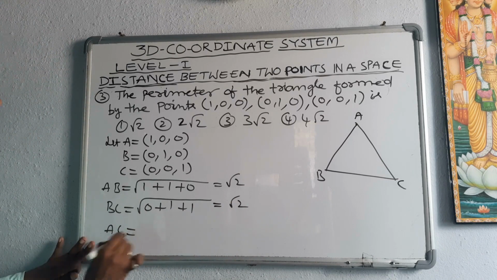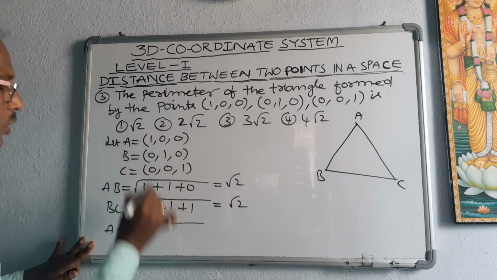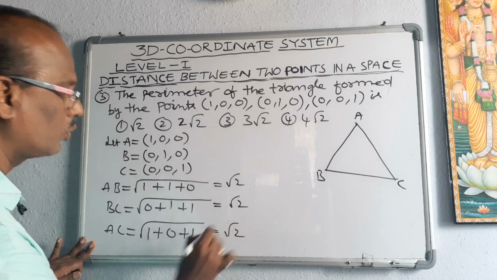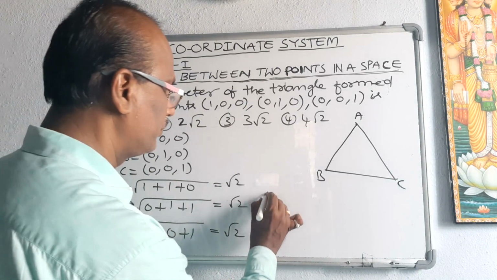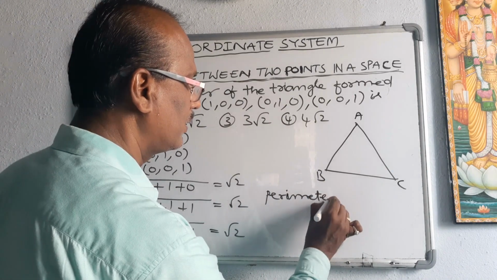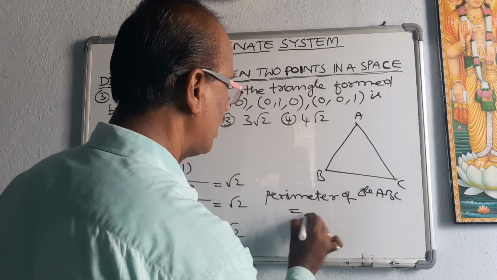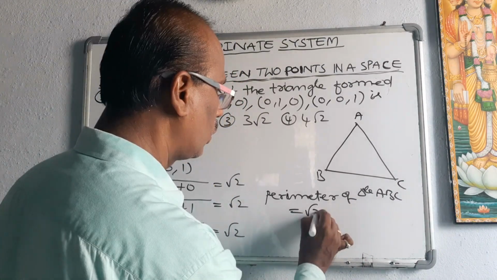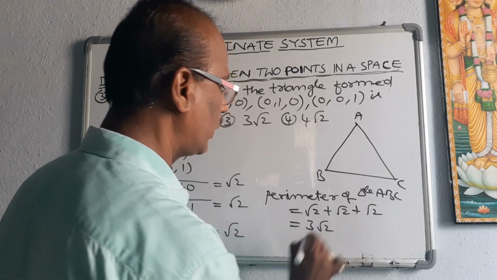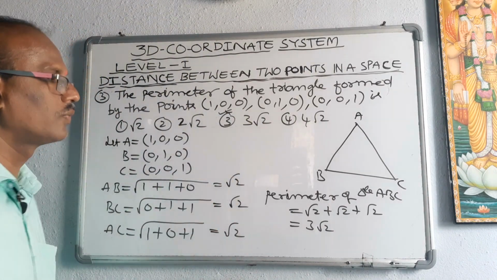AC: (1 minus 0) whole square 1, (0 minus 0) whole square 0, (0 minus 1) whole square 1, that equals root 2. Perimeter of triangle ABC, sum of the sides: root 2 plus root 2 plus root 2, that equals 3 root 2. Here the correct option is the third one, 3 root 2.